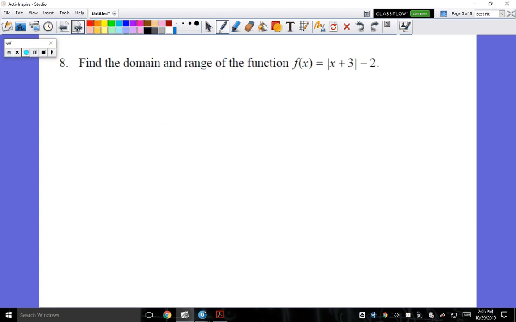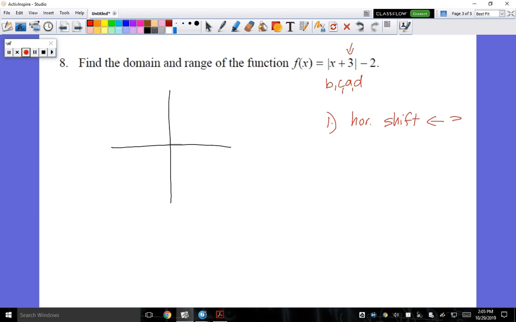Find the domain and range of the function that you see. First of all, we're going to graph this, and most likely this will be without a calculator. In BCAD order, we're going to list these in order of how they occur. The first one would be this 3, which is a horizontal shift, because it's adding or subtracting, but it's a left 3 because you do the opposite when you're with x. Then this one right here, there's no B and there's no A, so you're going to go straight to D. And this negative 2 is a vertical shift. Let me just write these out.